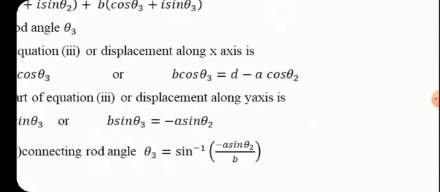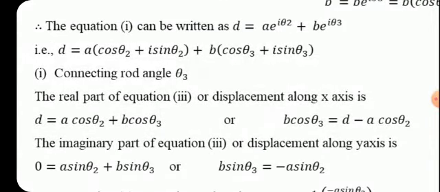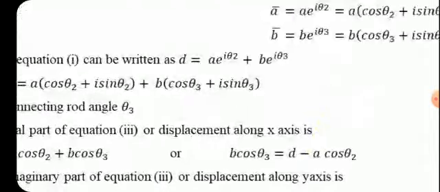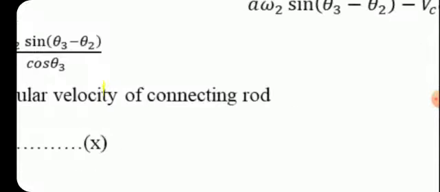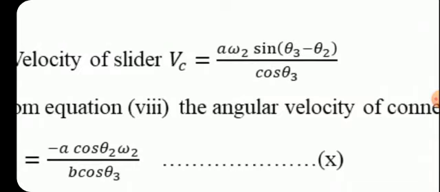Add it, and finally we will get the velocity of the slider, vc is equal to a omega 2 sin theta 3 minus theta 2 divided by cos theta 3. You have to work out this problem with the same steps, and finally we will get the answer: velocity of the slider is equal to a omega 2 sin theta 3 minus sin theta 2 cos theta 3.